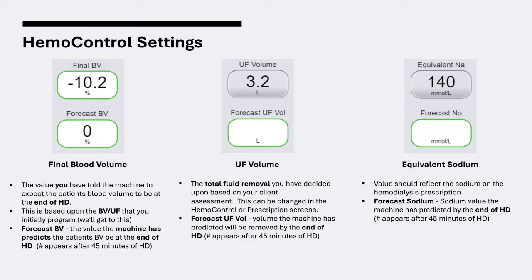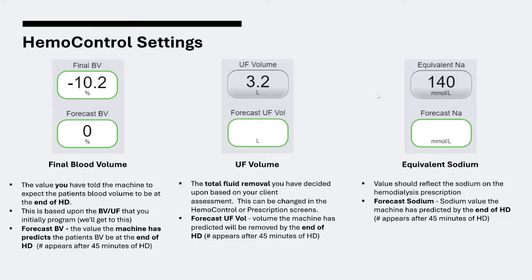And then similarly beneath it is the forecast UF volume. So again, this is just what the machine predicts they will actually get off of the patient by the end of the 4-hour hemodialysis. And again, none of these forecast values will appear until 45 minutes into your treatment.